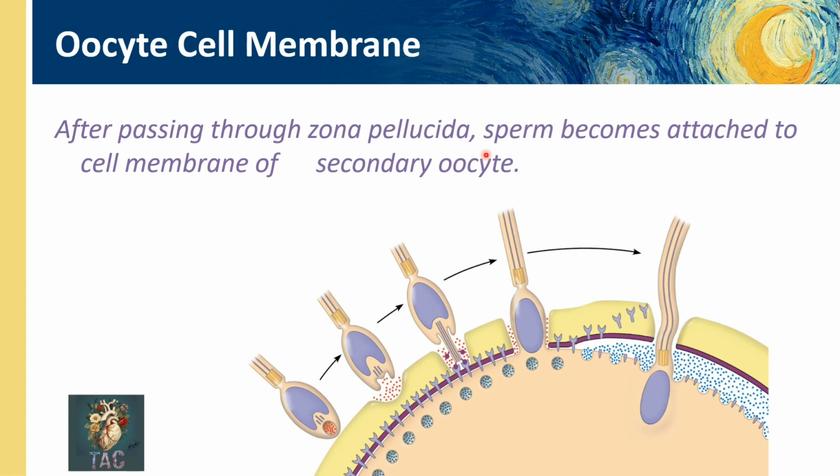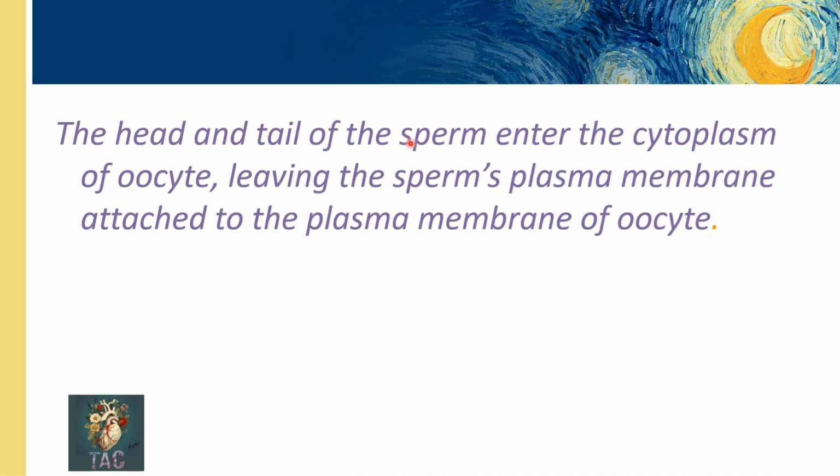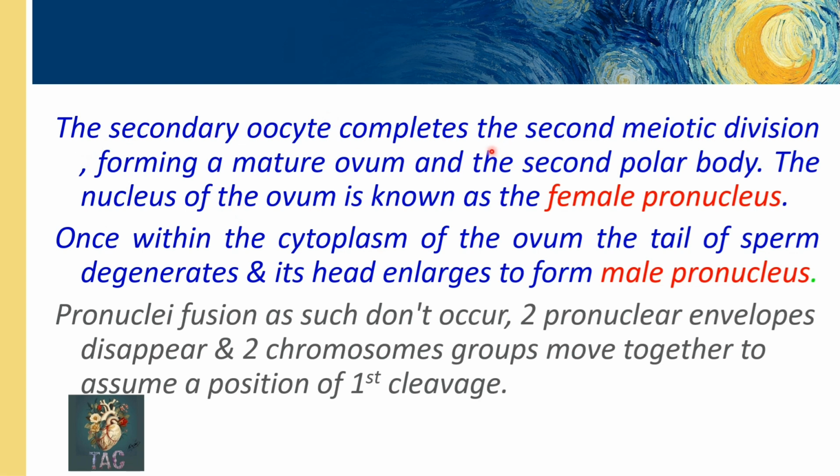After passing through the zona pellucida, the sperm becomes attached to the cell membrane of the secondary oocyte, and then the head and tail of the sperm enter the cytoplasm of the oocyte, leaving the sperm plasma membrane attached to the plasma membrane of the oocyte. The secondary oocyte completes the second meiotic division, forming the mature ovum and the second polar body. The nucleus of the ovum is now known as the female pronucleus, and the second meiotic division is completed immediately after the entry of the sperm into the cytoplasm of the secondary oocyte.